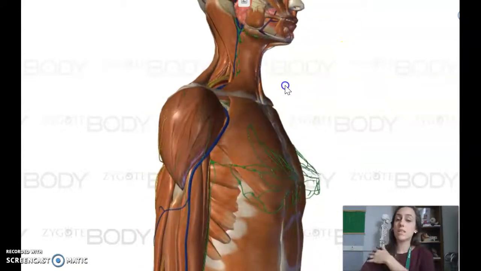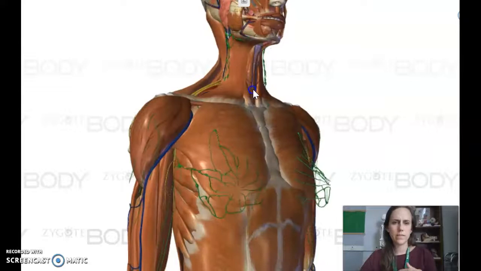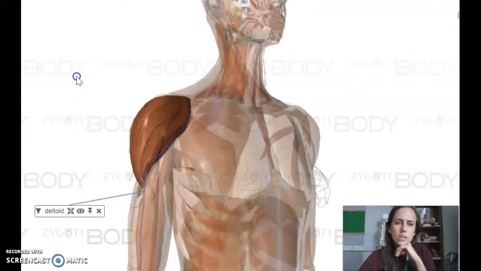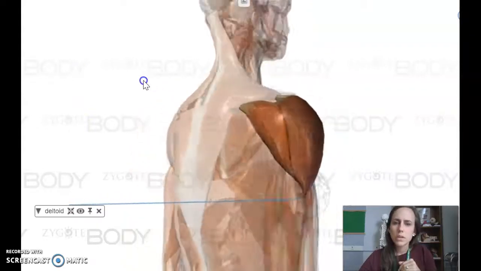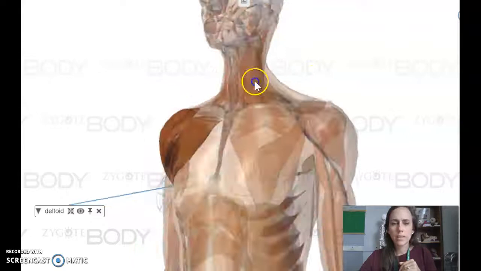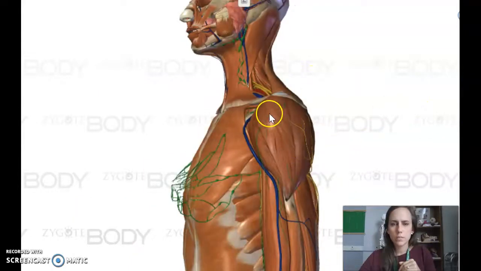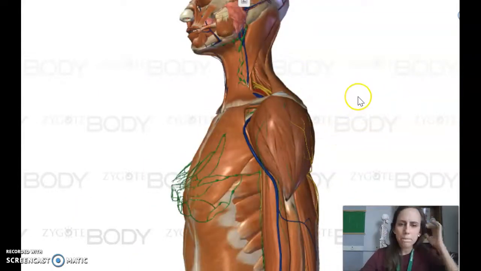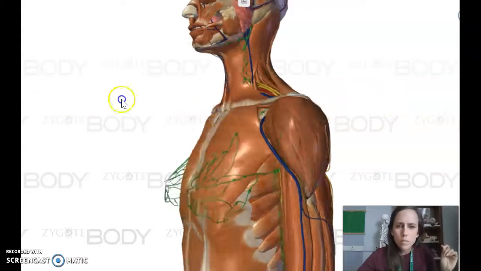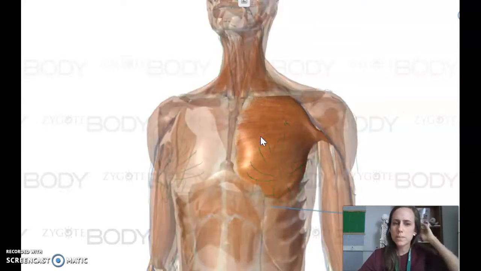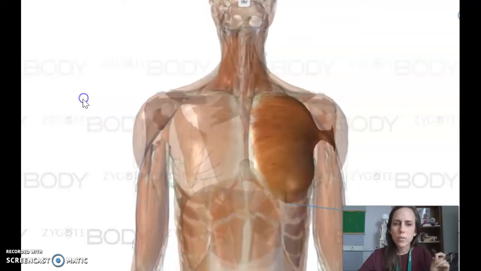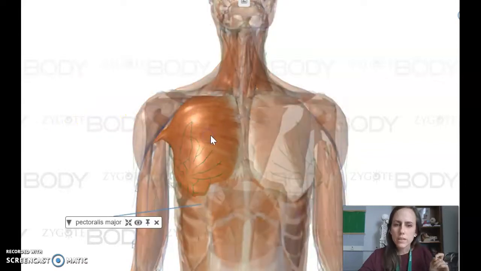Over here on the lateral part of the body, kind of cupping over the shoulder joint, are our deltoid muscles. And again, you have one on either side. Looking at the front of the body, this large muscle here is our pectoralis major muscle. We have one on either side.